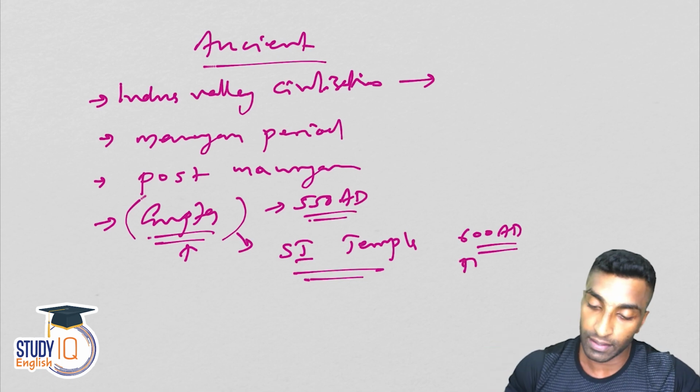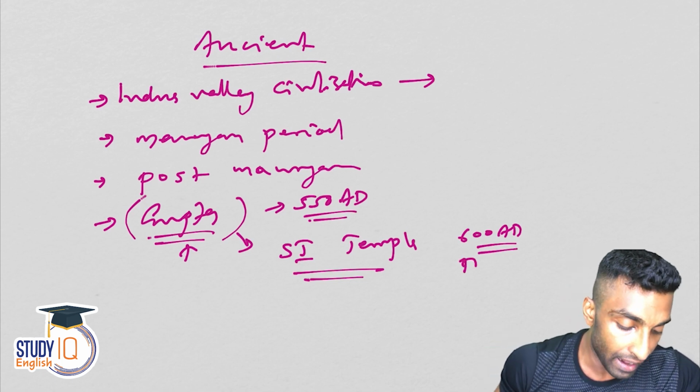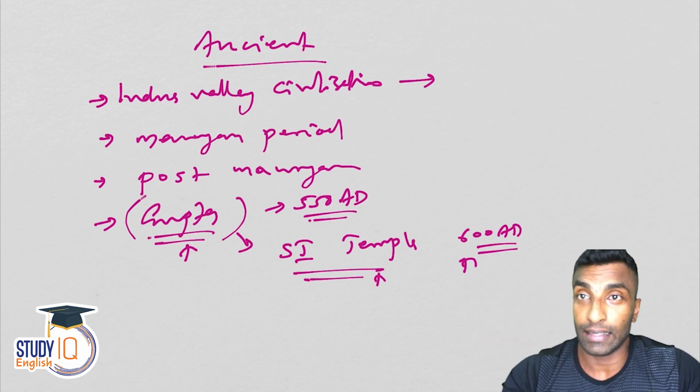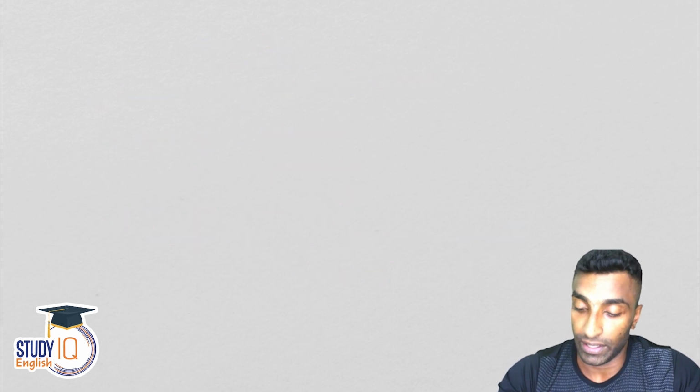Once the Gupta period is over, that's when. Okay, so there is no need to have any such confusion. So South Indian temple architecture we discussed, and the other styles, Vesara style and Hoysala style, we discussed.